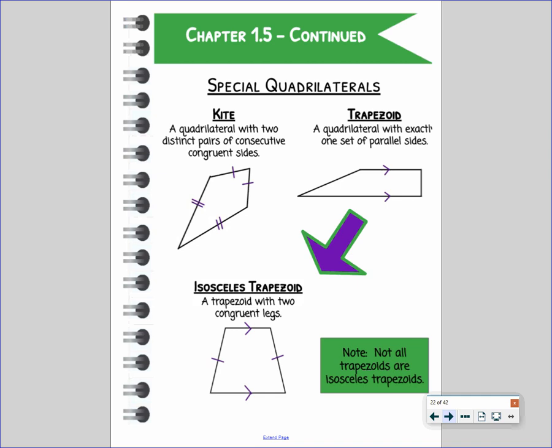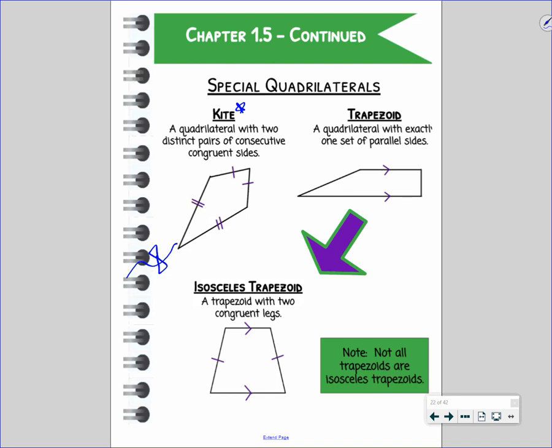So the first one here is a kite. All right, so a kite is a quadrilateral with 2 distinct pairs of consecutive congruent sides. Okay, that's a lot of information there. So 2 distinct pairs, meaning the pairs can't be the same length. Okay, consecutive congruent sides means that the congruent sides have to be in a row. So it literally looks like a kite. You know, like let's go fly a kite. Okay, it looks like a kite. So it has no parallel lines.